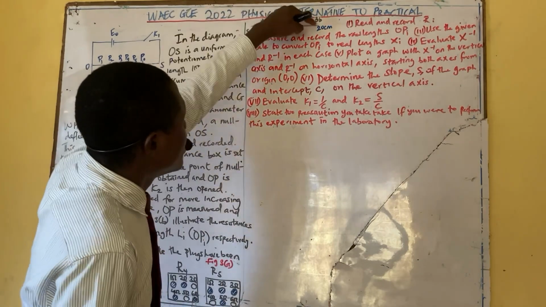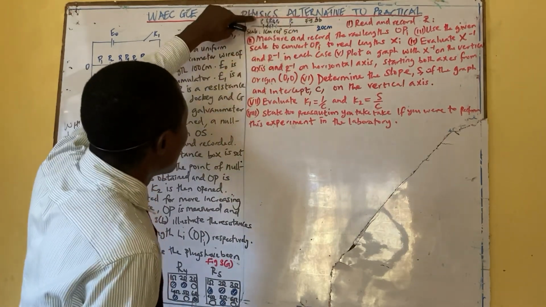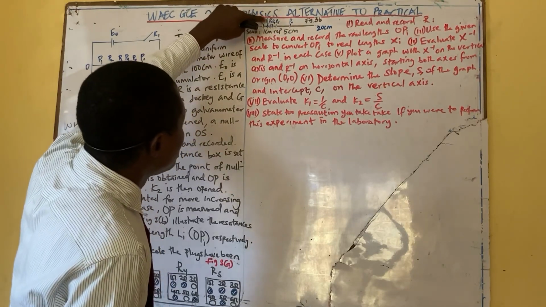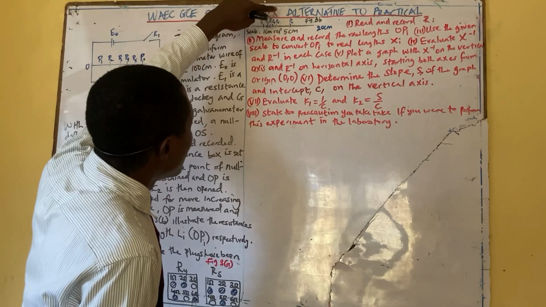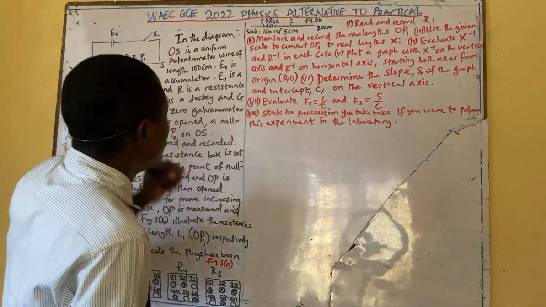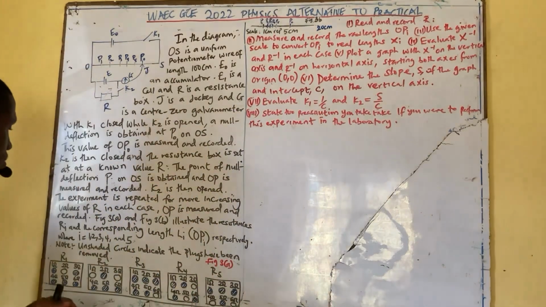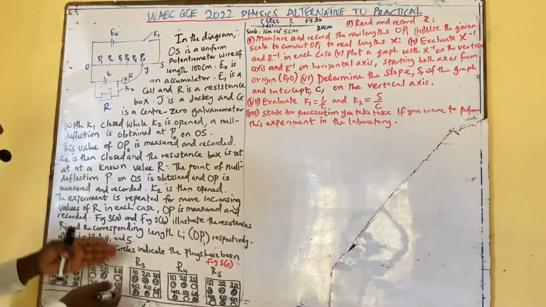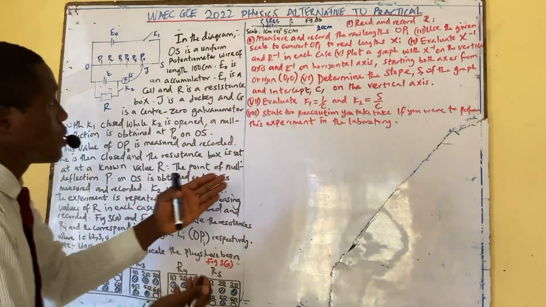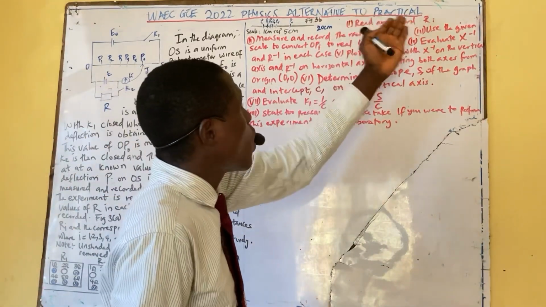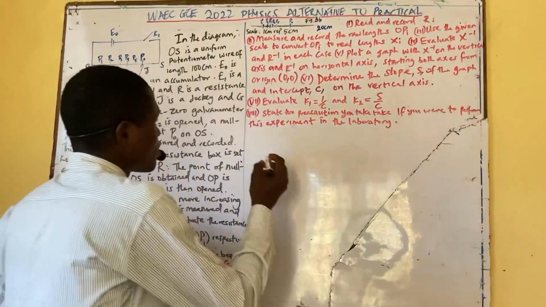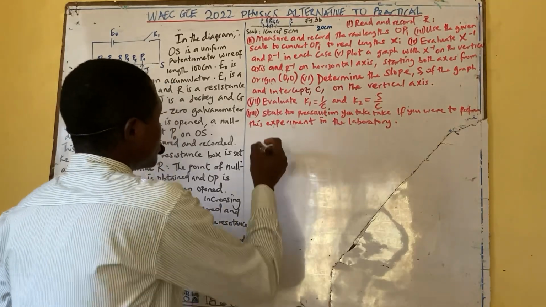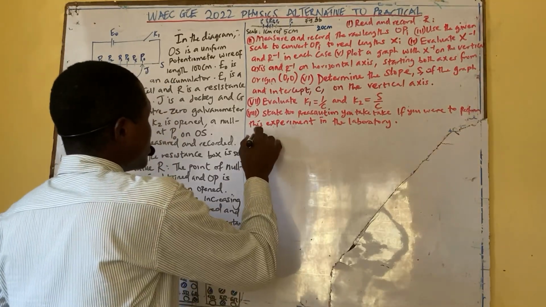From here to here is 20 centimeter, and we are told that this is our P0, these are P1, P2, P3, P4, and P5. Now, we are asked to use this diagram, figure 3A and 3B, to answer the question that follows. We are asked to read and record what? Ri. The first thing is to draw the table of values for this experiment.